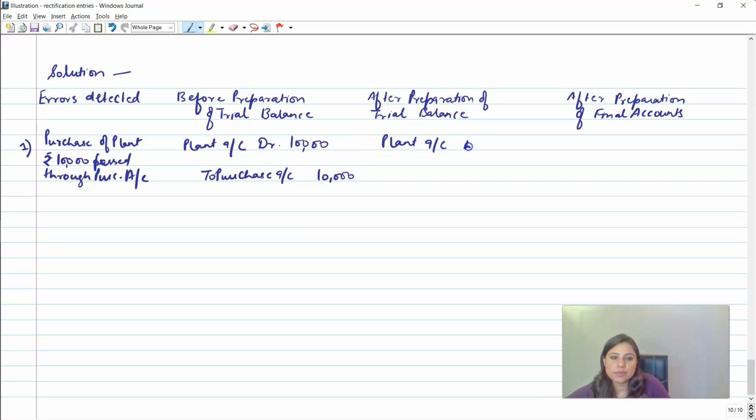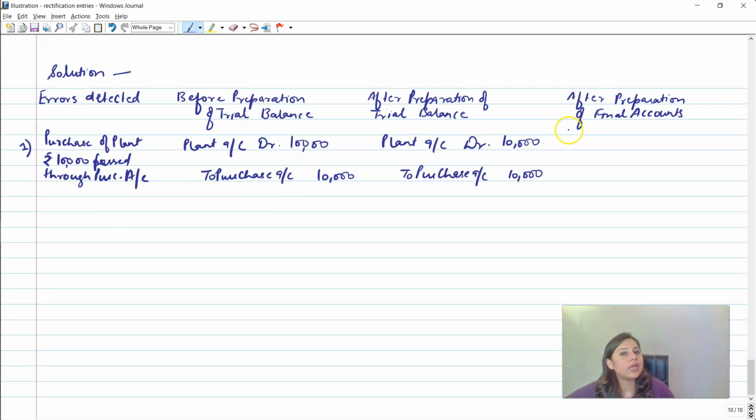Plant account would be debited and purchase account would be credited with the amount, that is 10,000. However, once we have prepared the final accounts, then the entry needs to be passed in the plant account through P&L adjustment, as we have already closed our final accounts and the nominal accounts of the P&L.